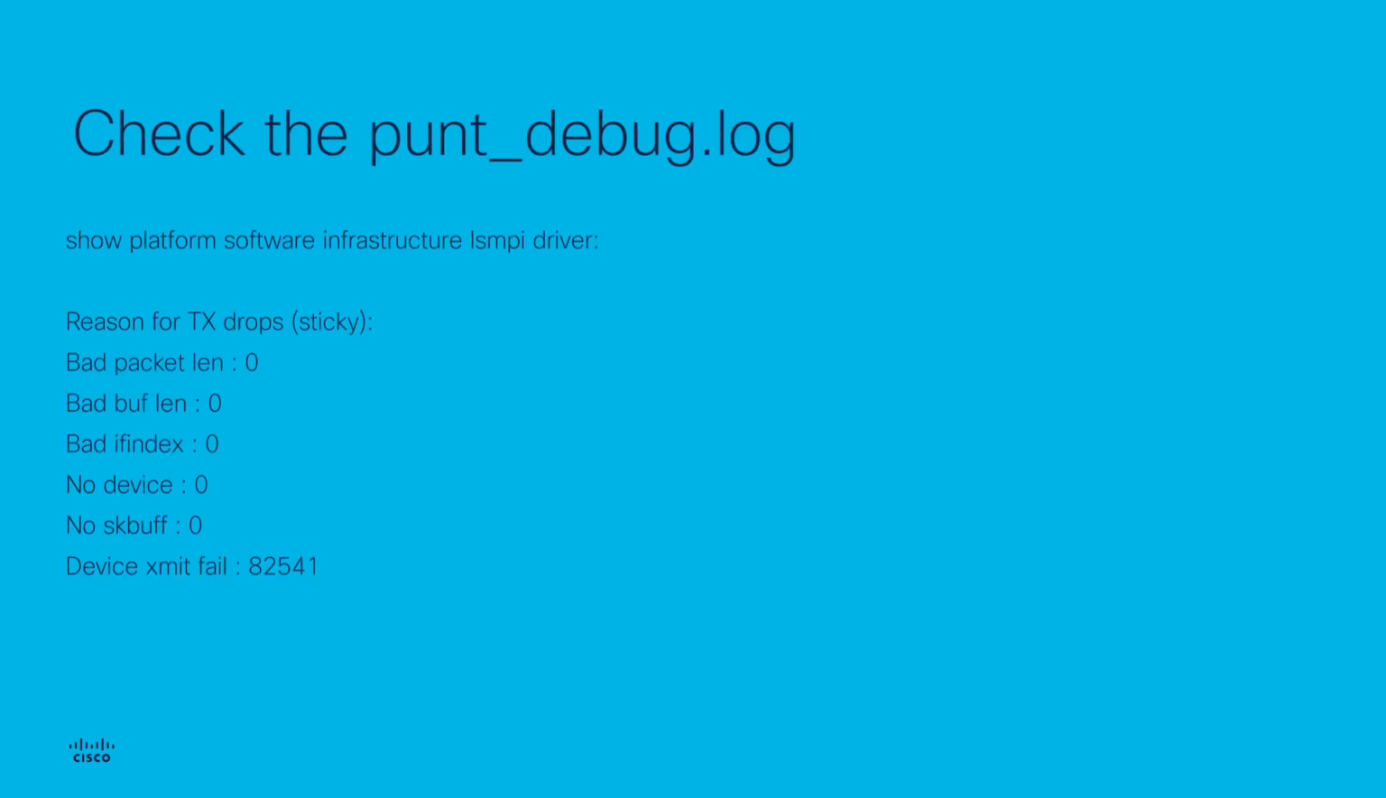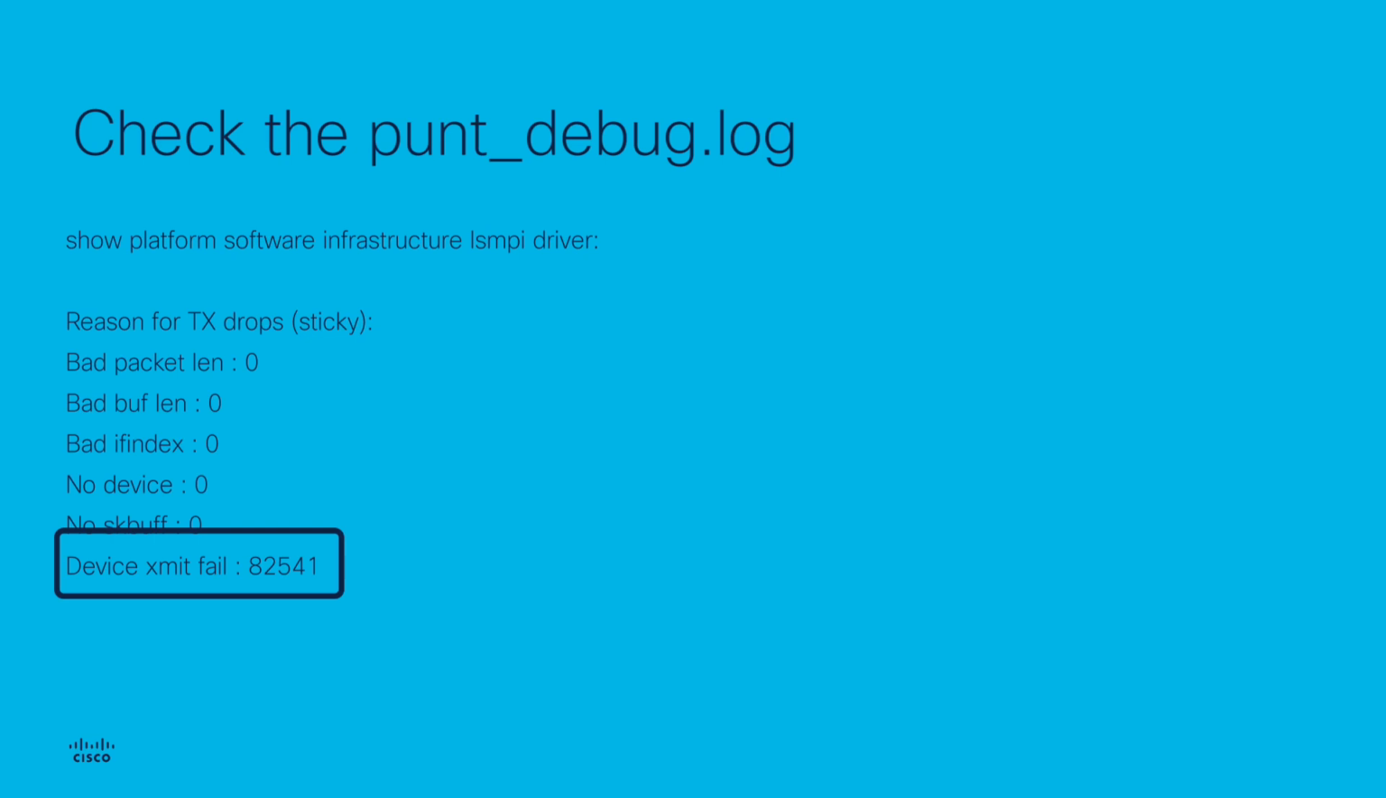Checking the punt debug log file. The punt debug log reveals some transmit failures within the command show platform software infrastructure LSMPI driver. This is a generic failure. This counter increases within multiple samples taken in the file.